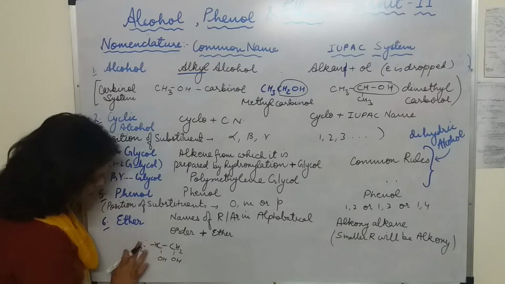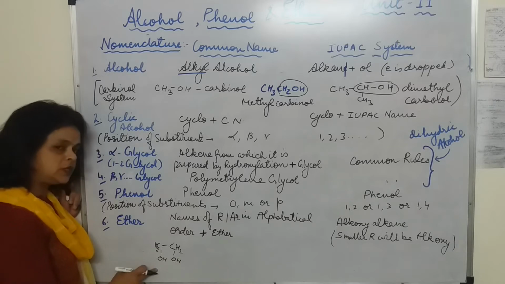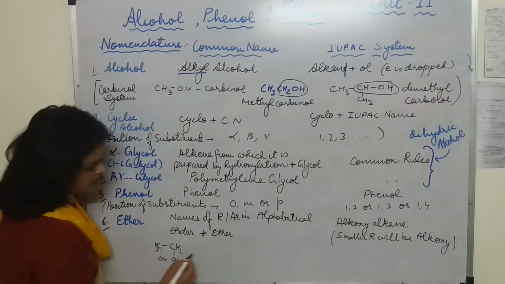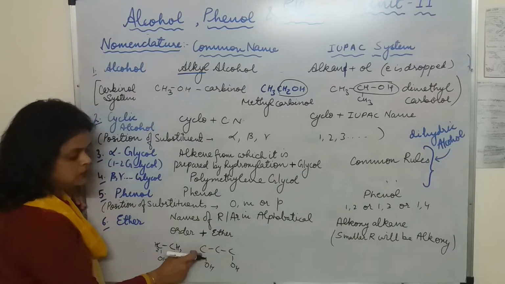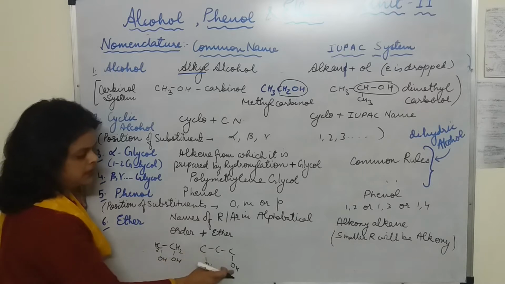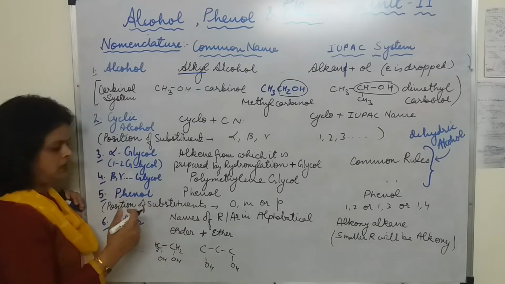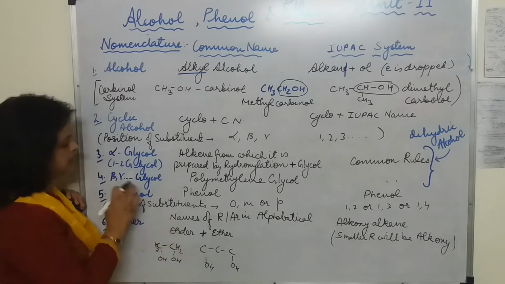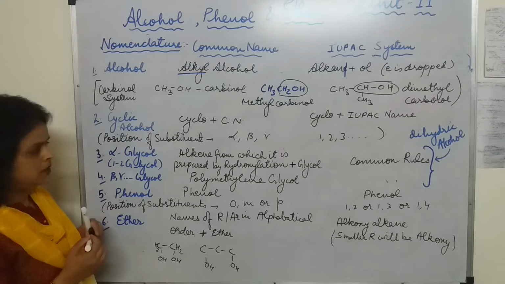Or if we have a 2 carbon chain with 2 OH groups attached, then also it is alpha glycol. If we have 3 carbons and the 1 and 3 carbons bear the OH groups, that is called beta glycol. And if we have 1,4, then it will be gamma. Likewise, the glycols will be named.